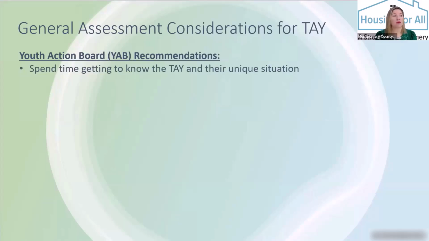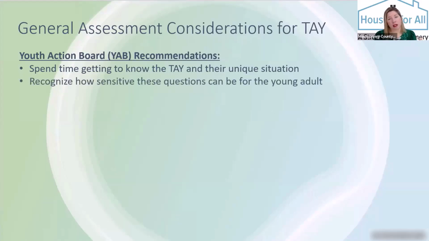So one of their first recommendations was spend time getting to know the transition age youth and their unique situation. Don't make assumptions. You're not going to learn the sum total of what's going on in someone's life in the first appointment. The other thing to recognize and remember is that these questions can be quite sensitive for the young adult, just based on the fact that this might be the first time anybody's asking them these questions with the expectation that they're going to answer as an adult. They've never had to think of their life in that way before. It could be sensitive because they're ambivalent or not sure how to answer. They feel pressure, like they're going to fail the assessment.